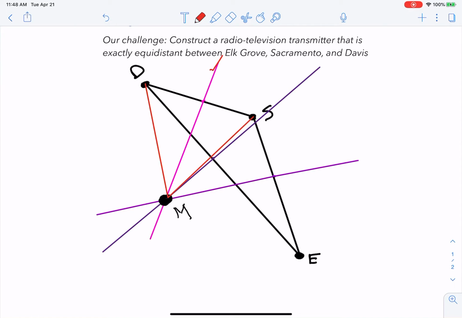What it also says is that's going to be true for the other bisectors as well. So let's take the bisector between Sacramento and Elk Grove. And we already have actually the distance from M to Sacramento drawn in, but we're also going to draw the distance from M to Elk Grove. There. And so this is the same. This is the same. Okay, and this looks to be also the same.